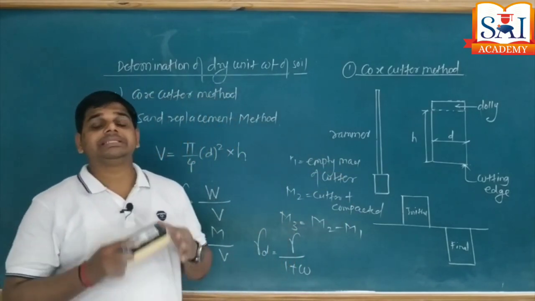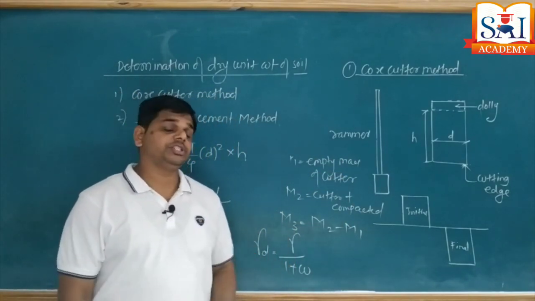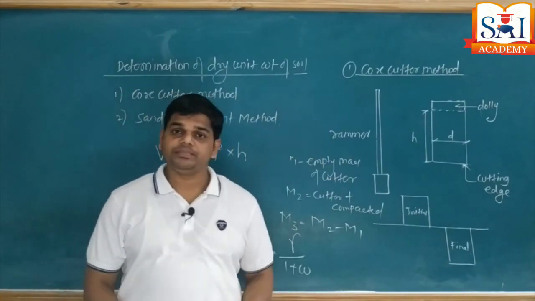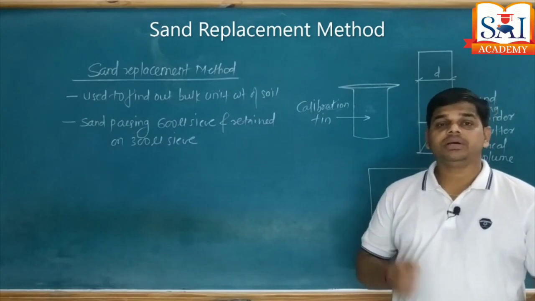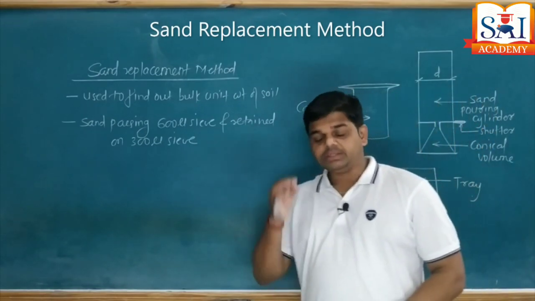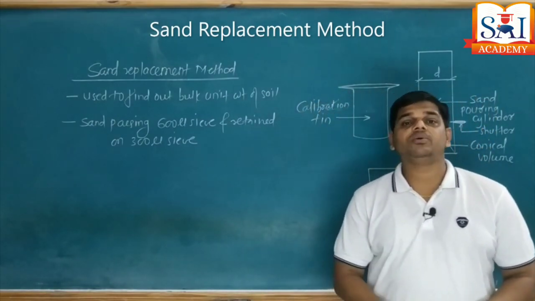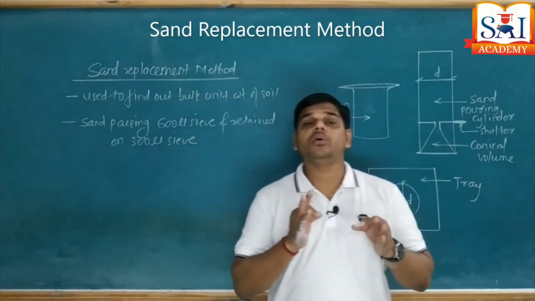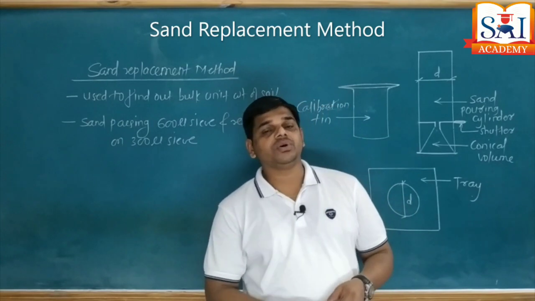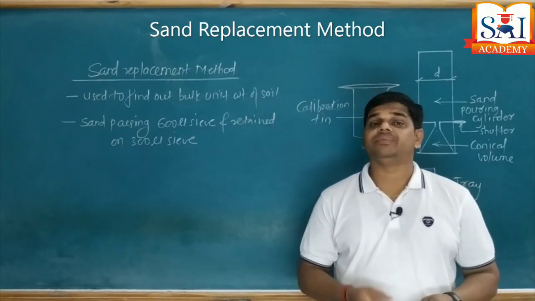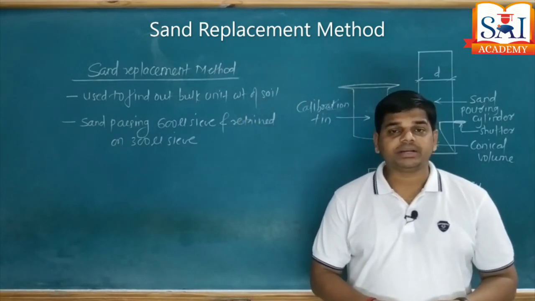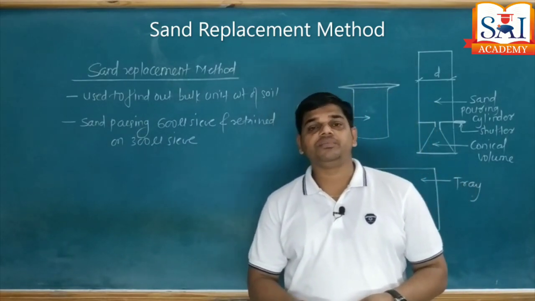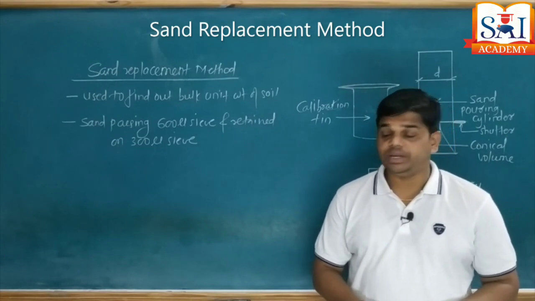Now let's move to the second method for calculation of unit weight on field, that is the sand replacement method. Let's start the discussion on the sand replacement method. This method is used to find out the bulk unit weight and the dry unit weight of a soil on field. And by knowing the values of dry unit weight, one can find the relative compactness or degree of compactness, essential for the decision of the compaction level on field.